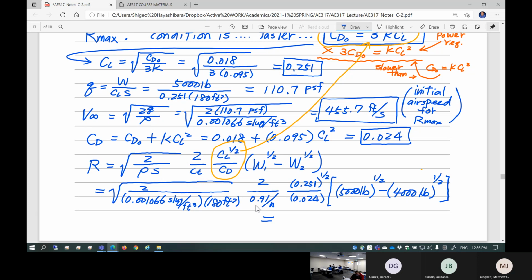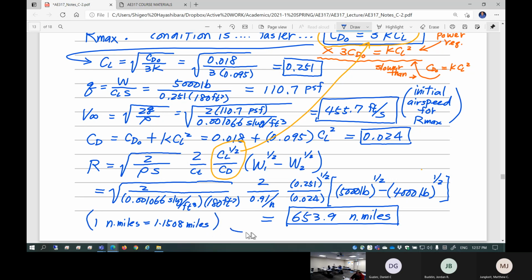Now, that feet is going to be converted to nautical miles. So the result is 653.9 nautical miles. Nautical miles are different from regular miles. 1 nautical mile is equal to 1.1508 regular miles, the statute mile.